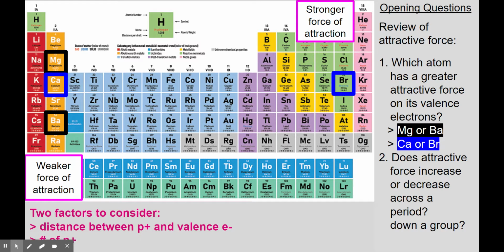Like we talked about in class today, if we compare two elements in the same group, magnesium and barium, magnesium is going to be the element that has the greater force of attraction for its electrons, because it's higher up in the group. And barium is going to have the lower force of attraction. So for this question, our bromine is going to have the greater, or stronger, force of attraction.